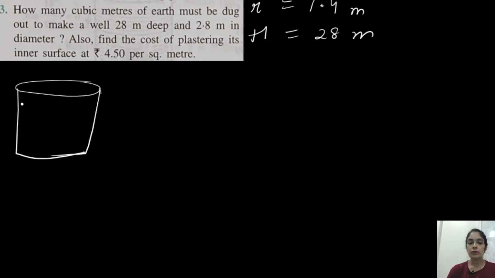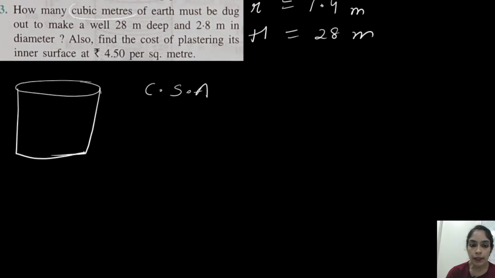Plastering its inner surface means the surface you would see from inside. First of all, you have to see which thing we have to find. You can see here per square meter is there. These types of clues you can utilize to figure out what you have to find. Square meter is a unit we use for area, and here we will use curved surface area.